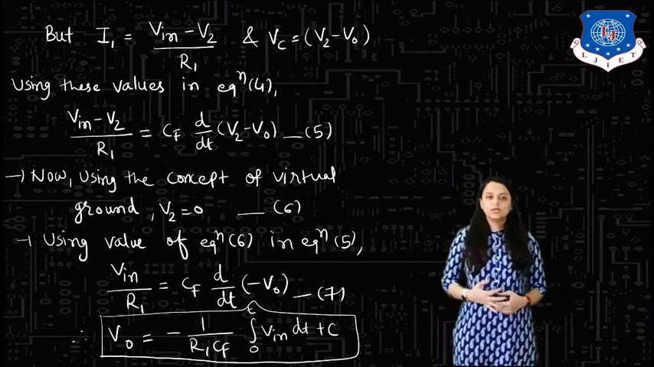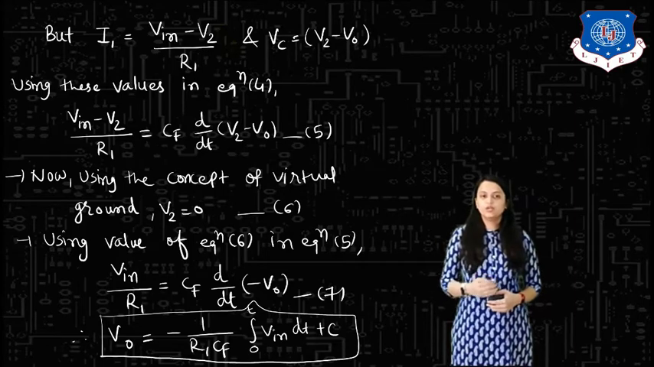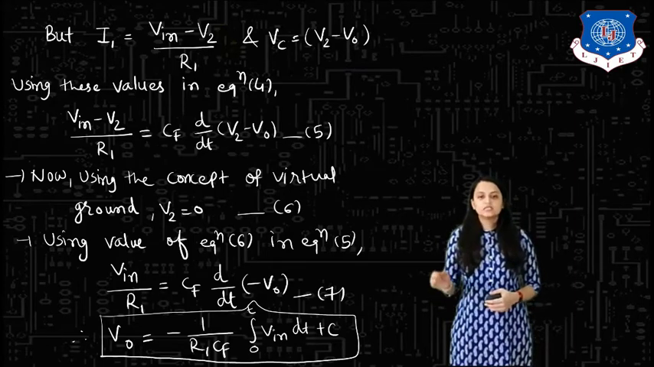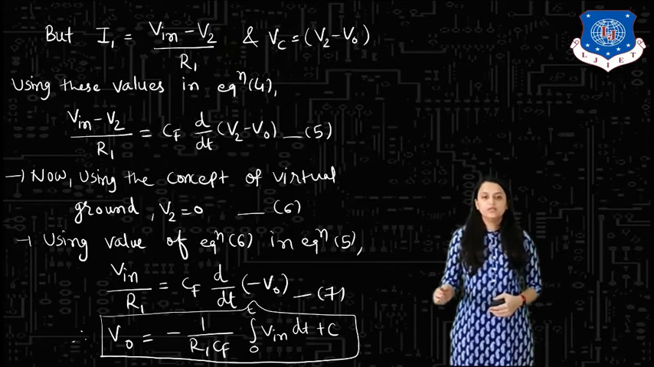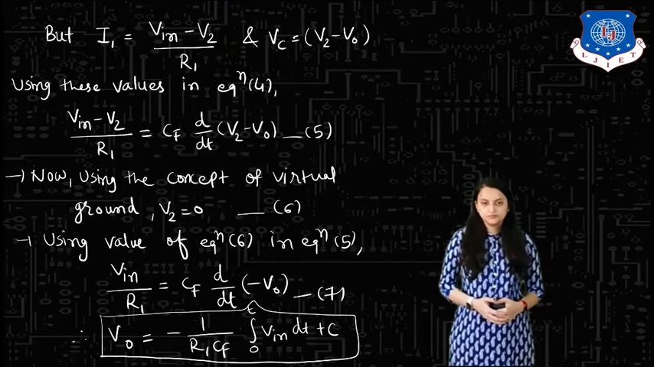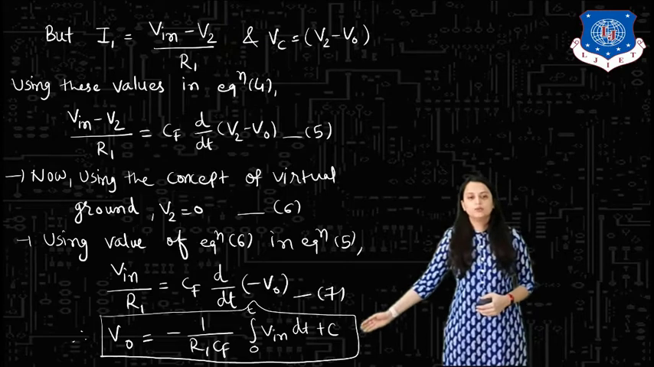So, we will have the output equation VO equals minus 1 by R1 Cf integration 0 to t Vin dt plus C. Okay, this is the final output equation.